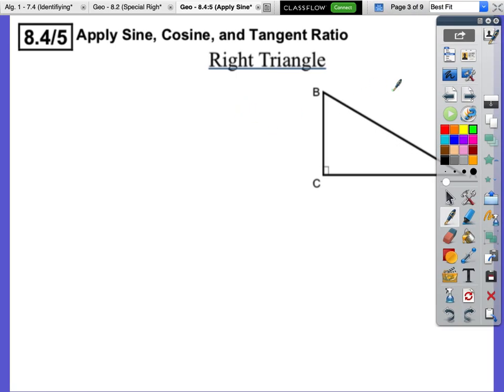Look up at the sideboard, please and thank you. Under Thursday, the 21st of February, SWBA. Faith, what does SWBA stand for? Students will be able to, thank you, Faith, use and understand trig functions for right triangles.